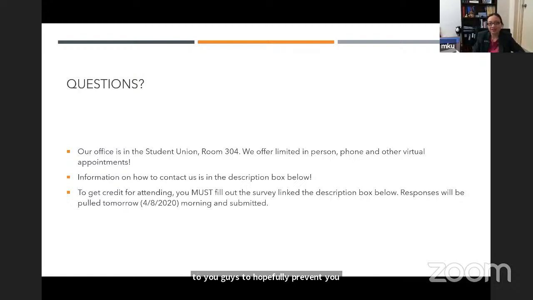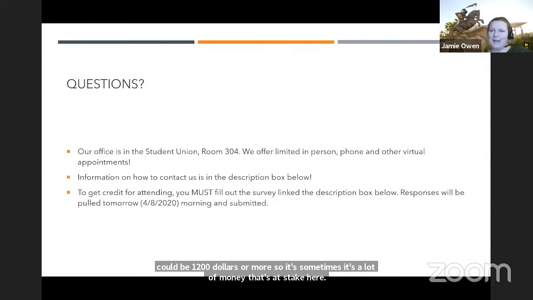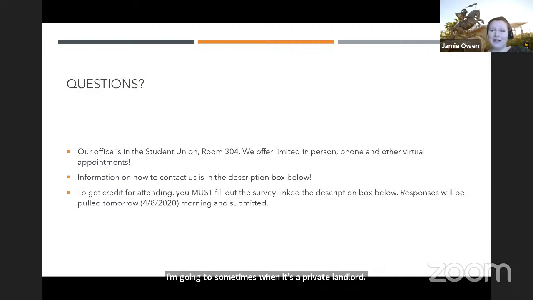And so we're trying to impart some of those tips to you guys to hopefully prevent you from ending up in that kind of situation where you're left owing a balance to a landlord or not getting your deposit back. Sometimes if you rent a house or a condo, those deposits can be quite high. If it's a month's rent, it could be $1,200 or more. So sometimes it's a lot of money that's at stake here. I even see sometimes when it's a private landlord, two months of rent is what it ends up being. Even with some of the complexes that don't normally take deposits, if you're an international student, because you don't have any history here or a guarantor with any history here, we do sometimes see them take somewhat significant deposits from people. So it really can be a lot of money at stake.